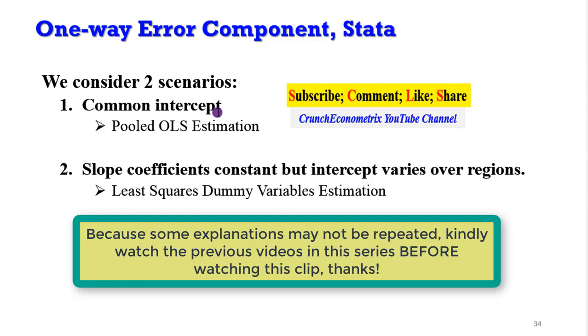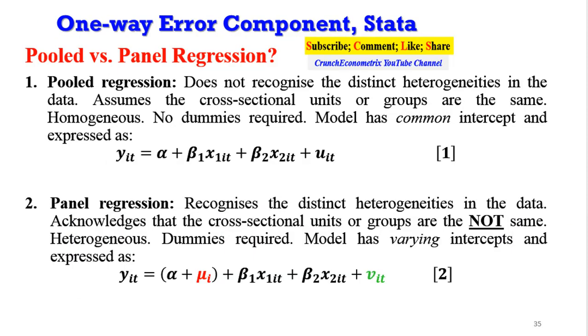A model with a common intercept that is estimated using the pooled OLS estimation, and a model that has constant slope coefficients, but the intercept varies over regions. The estimation technique will be the least squares dummy variables. So if you have watched the previous video where I estimated the model where the intercept varies over countries, I was able to explain the differences between pooled and panel regression.